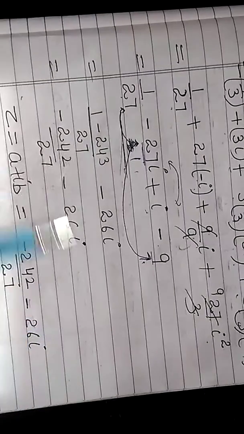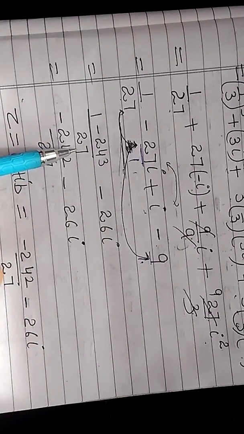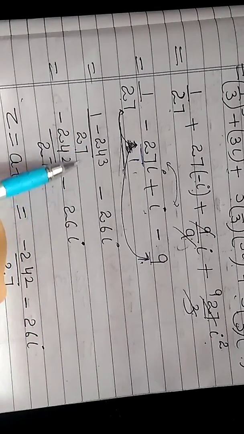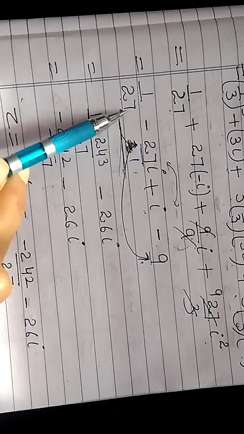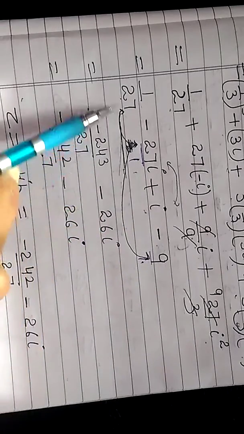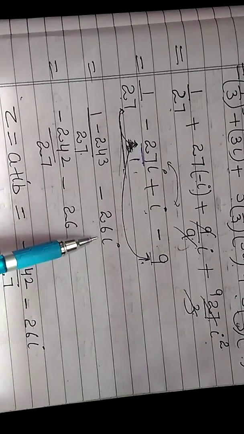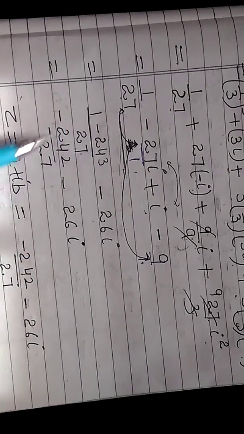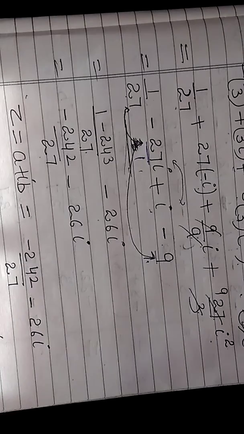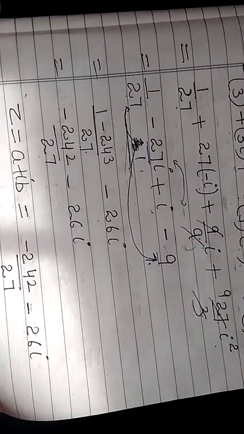So this is the way to add, by taking the LCM, and 27 multiplied by 9, because LCM is 27. So I'm getting minus 242 divided by 27 minus 26 iota. I will express it in the form of a complex number. So this was your 9th question.